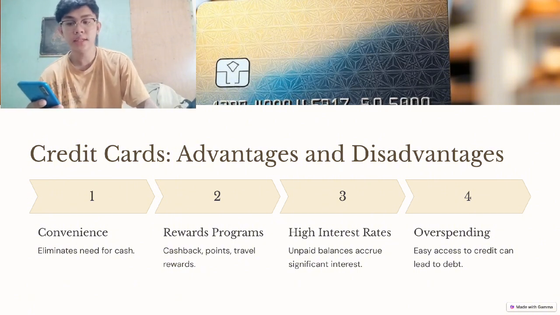So moving on to the disadvantages. First is high interest rates. Unpaid balances accrue significant interest over time. Next is it encourages overspending. Easy access to credit can lead to impulsive purchases and debt accumulation. Next is fees and penalties. Late payments or exceeding credit limits result in additional charges. And lastly, potential for fraud. Credit card information can be stolen if not properly safeguarded.